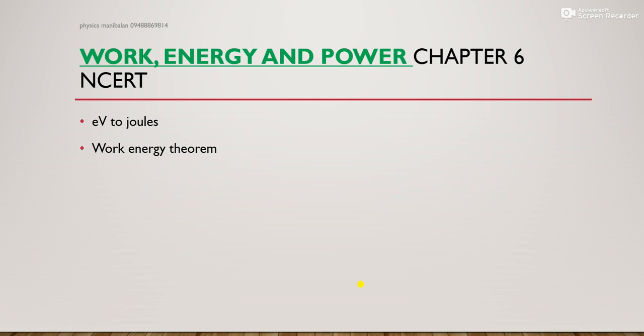Work energy theorem: work done is equal to change in kinetic energy. Force into displacement is equal to half mv square. Problems based on that formula you also need to know. Kinetic energy is half mv square, potential energy is mgh. Previous years they asked based on these formulas. Also, work done by the frictional force is asked.